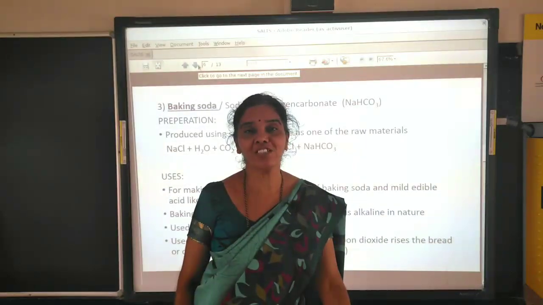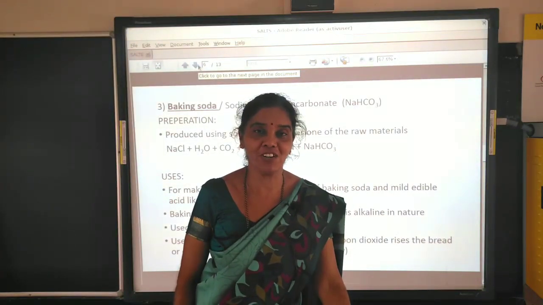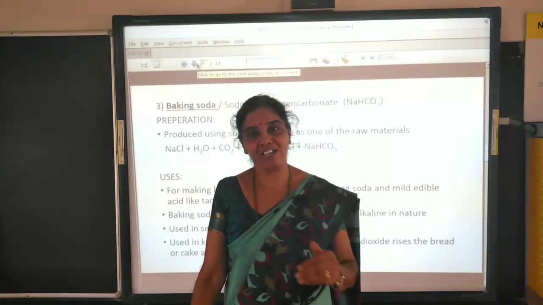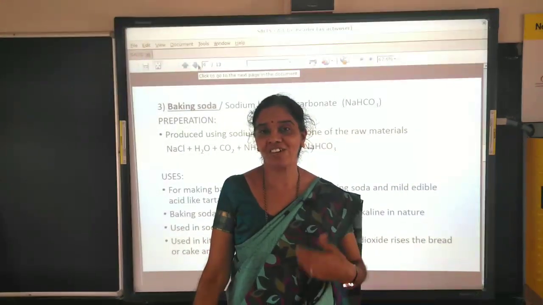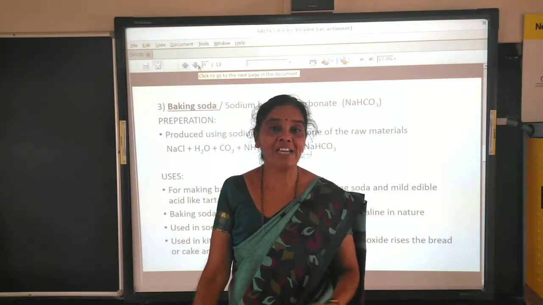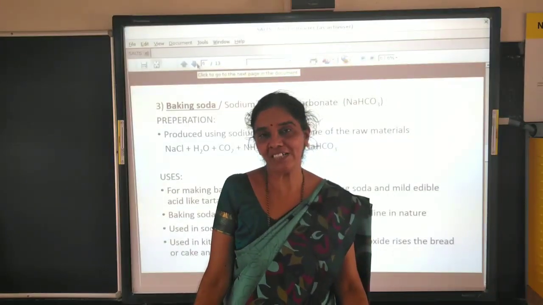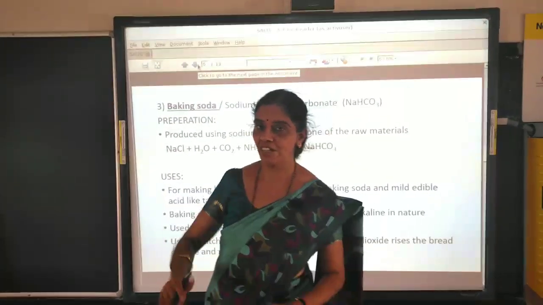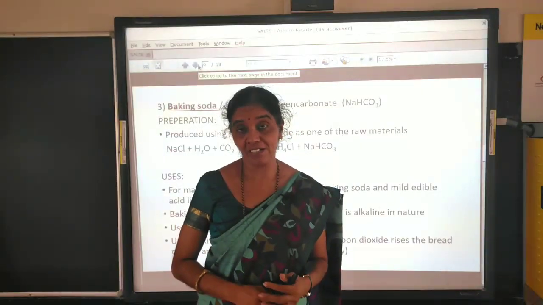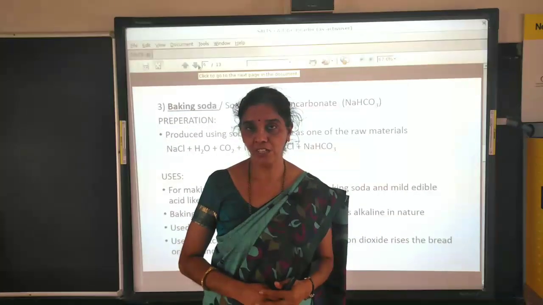In houses, if you ask your mommy, she will use it to make pakoras or some of the eatable things when they fry it in oil, or to prepare cake, etc. They will use this salt. It is a little basic in nature, and even in antacids they will use it.